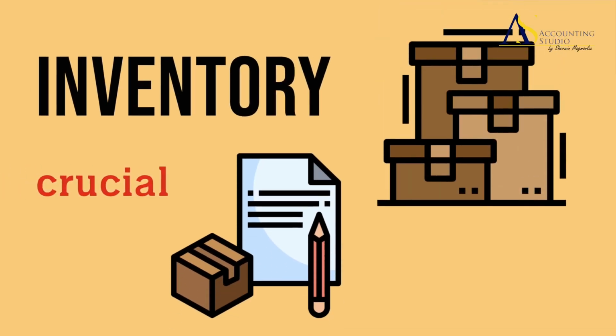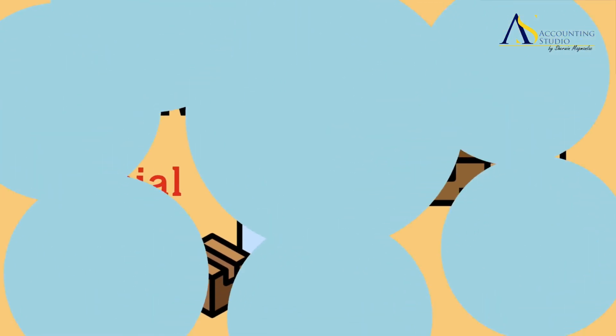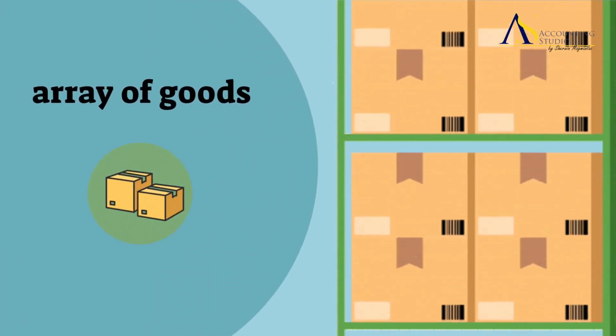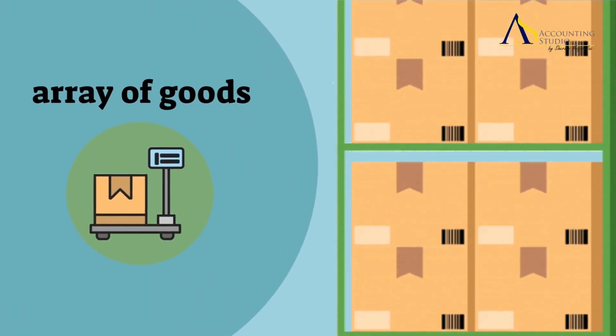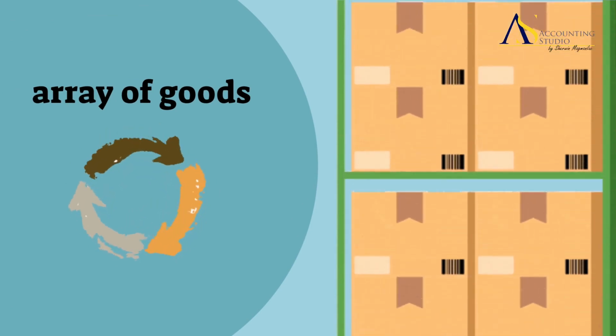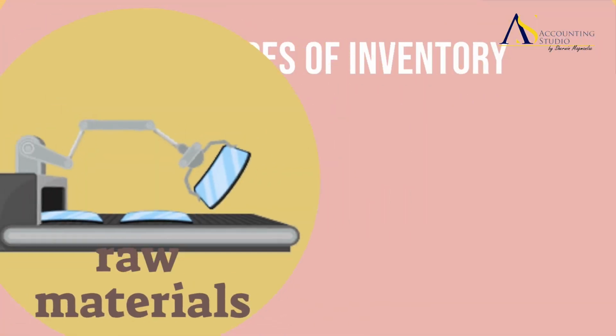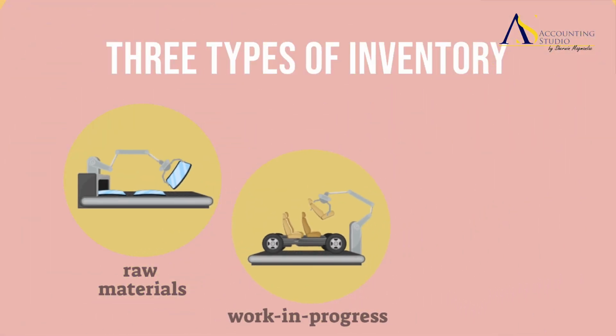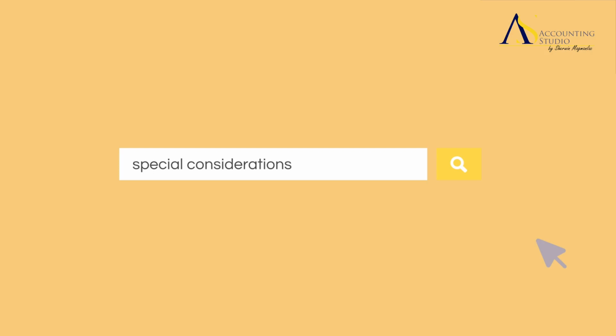Inventory is a crucial asset for any business. It is described as the array of goods used in production or finished products that a company maintains throughout the normal course of operations. Inventory can be categorized in 3 different ways, including raw materials, work in progress, and finished goods.